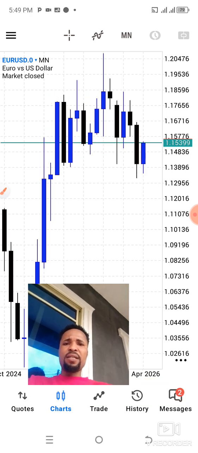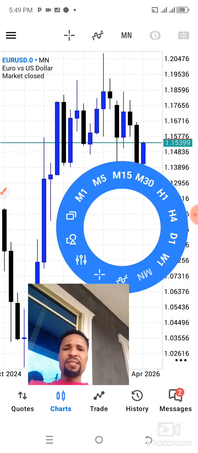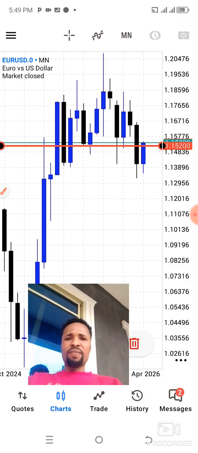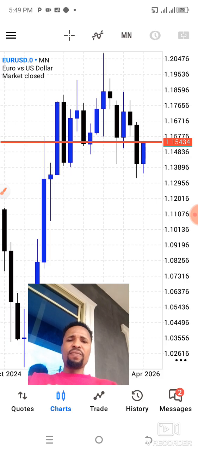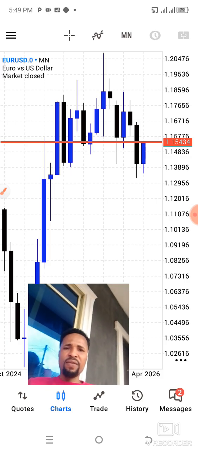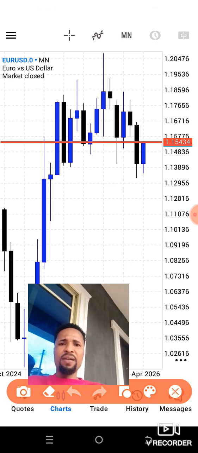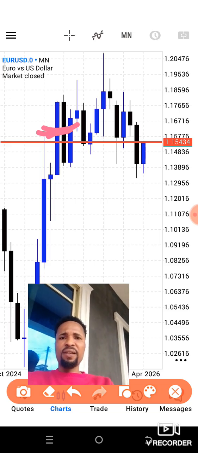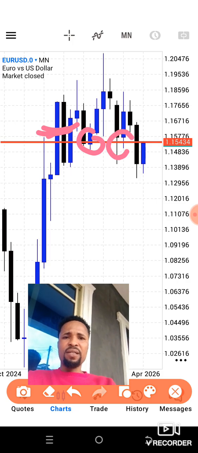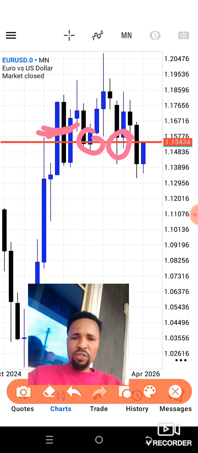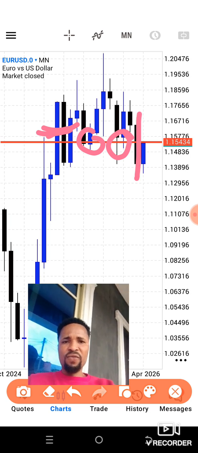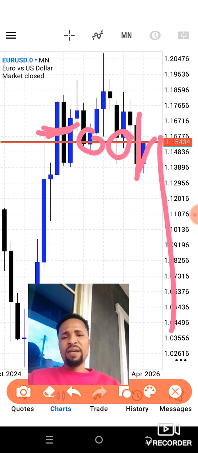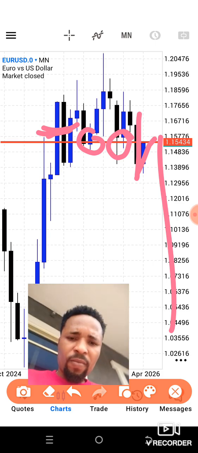Let me bring this down here. Then that is the level. Now in that level you can see very well that we had this breakout structure. After that, we still see price hitting that zone multiple times. Then it breaks out from it and retests it, so we'll be selling it. Now you see the higher time frame buyers. That's what we're going to be selling.